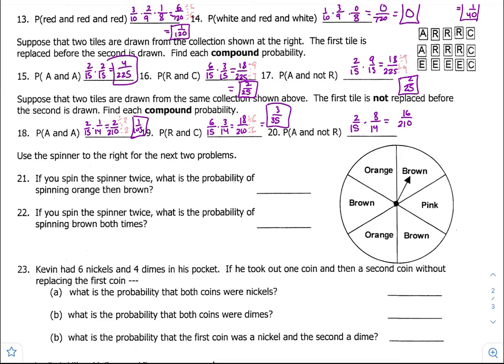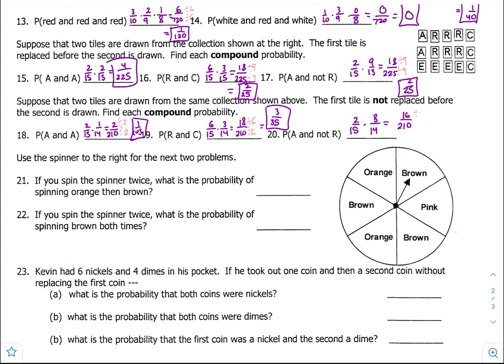So for this one, you divide top and bottom by 2, and you're going to get 8 over 105. That's your probability.